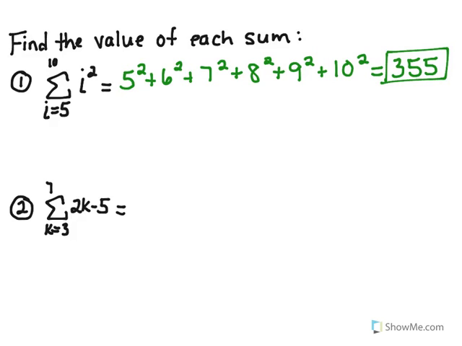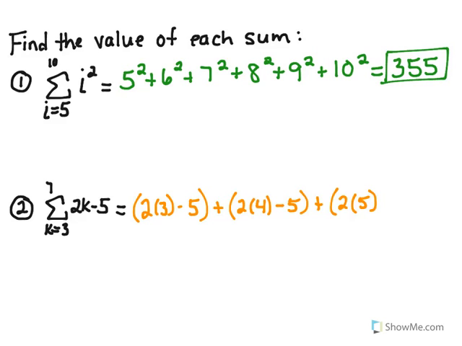Okay, so let's see what you came up with. Our variable is k, so I need to replace the k's with the numbers from 3 to 7. So I'm going to start off with 2 times 3 minus 5 plus. Then I put in the next number, 4. 2 times 4 minus 5, and so on until I get to k is 7. Here we go, 7.